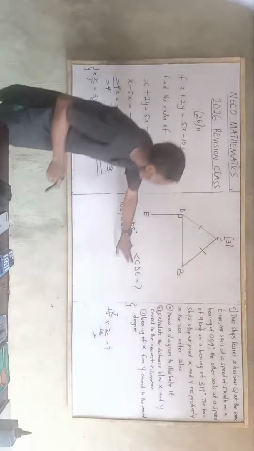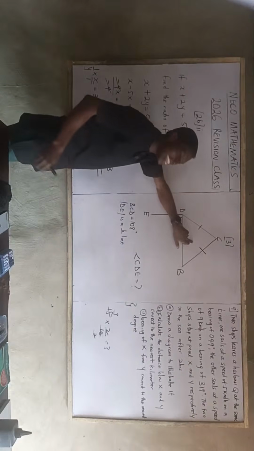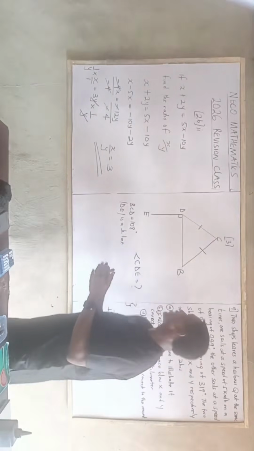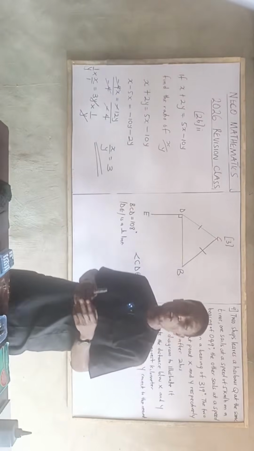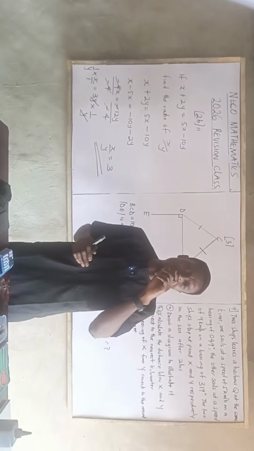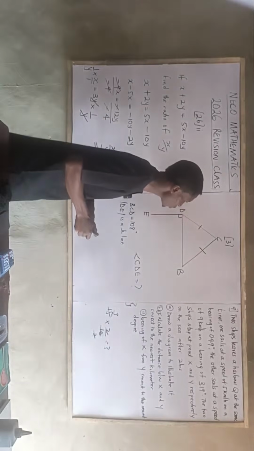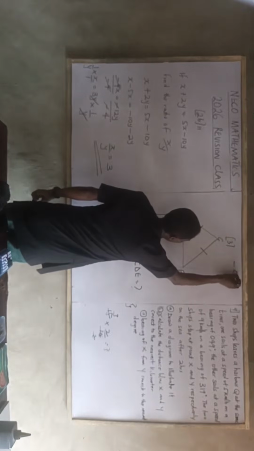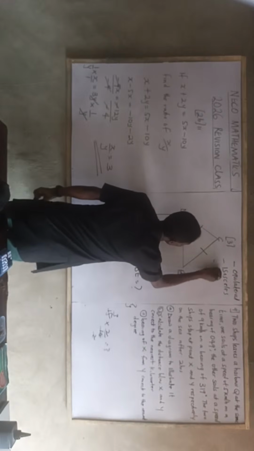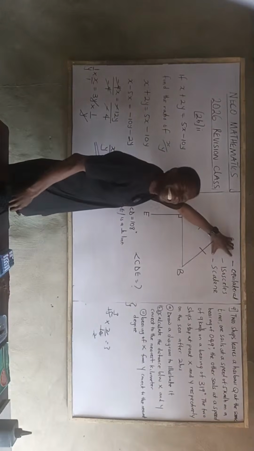Now notice we're given that the triangle BCD here is an isosceles triangle. What do you mean by isosceles triangle? Isosceles triangle means a triangle where only two of its sides are equal. And when we say equilateral triangle, it means a triangle where all the three sides are equal. Then we've got scalene triangles. We've got these three types of triangle: equilateral, isosceles, and scalene.